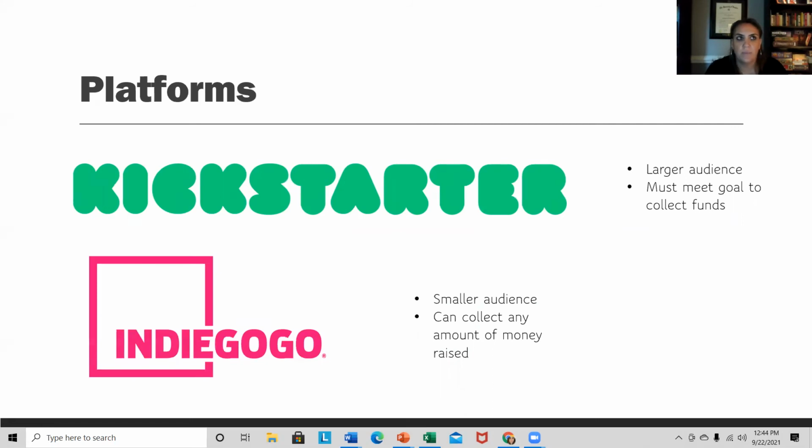On Kickstarter, you have to meet your funding goal in order to get any of the money. So if you don't reach the goal in the time stipulated, which is usually suggested to be 30 days, then you're not going to get any of the money. Indiegogo has a much smaller audience, not as many customers or viewers, but you can collect any money raised. So there's no you-have-to-make-it-or-that's-it. There are pluses and minuses.